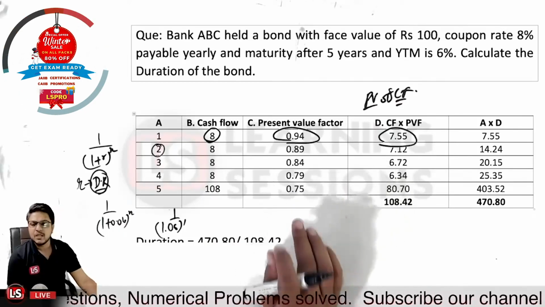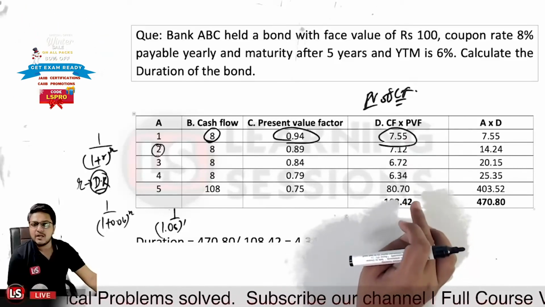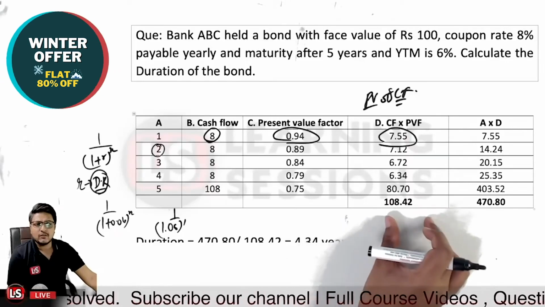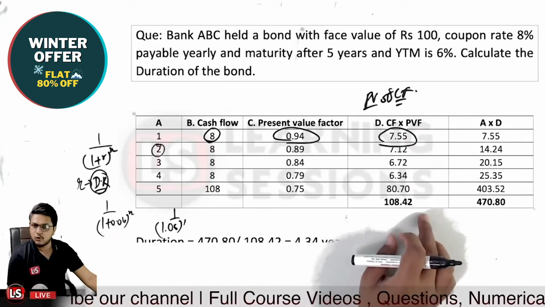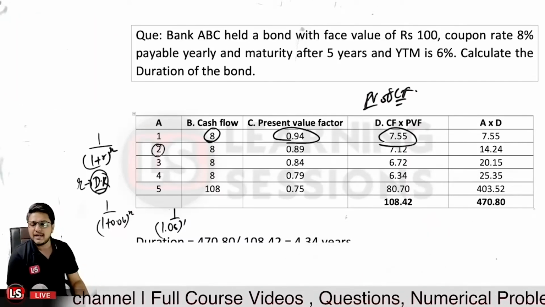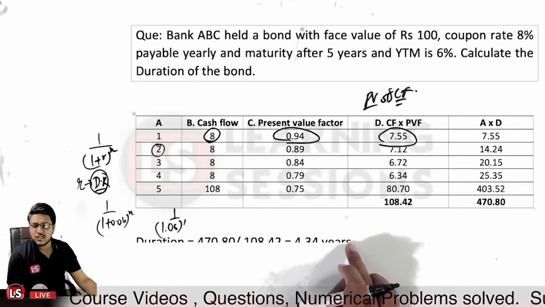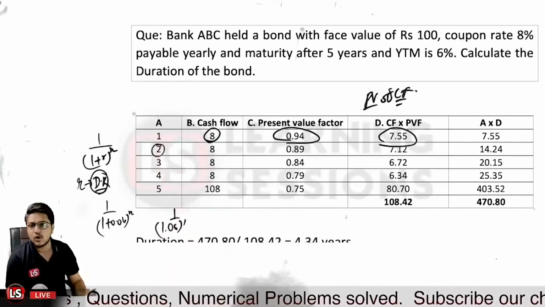We are calculating the present value of these cash inflows, and when we add up all the present values of the cash inflows, we are basically calculating the present value of the bond, that is 108.42. Now in the last column, the E column, we are multiplying the present value of these cash inflows with the time factor, that is the T that we mentioned in column A.